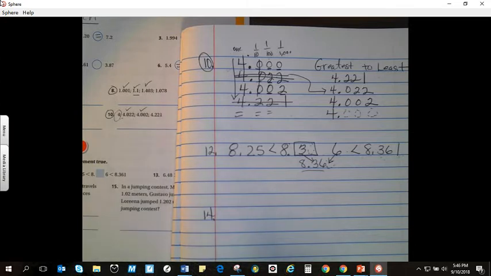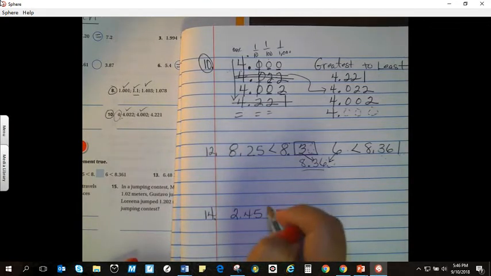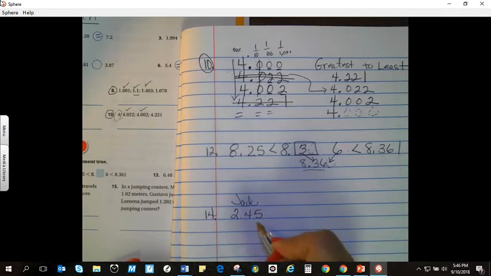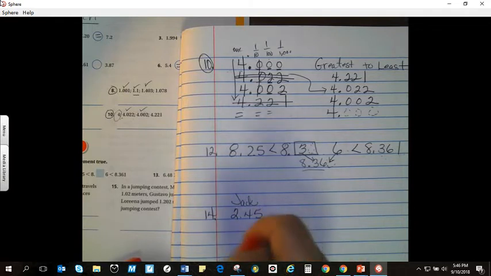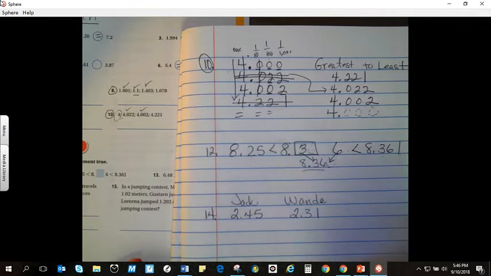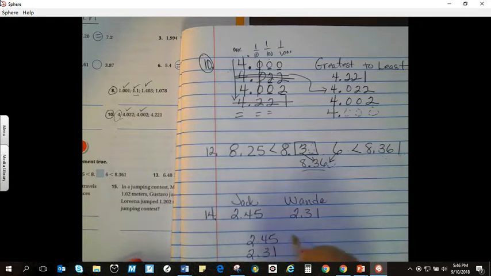Okay, so I'm going to compare. This is 2 and 4,500. This is Jack. Travels this distance. And then Wanda travels this distance. So I'm going to line up my decimals. 2 and 4,500 hundredths, 2 and 3,100 hundredths. And so I know that this is Jack and this is Wanda. So this is the same. That's equal. Bring down my decimal. 4 and 3. So this is greater.